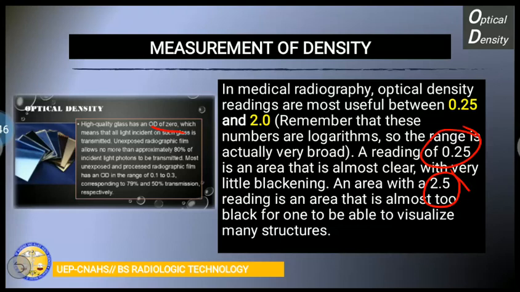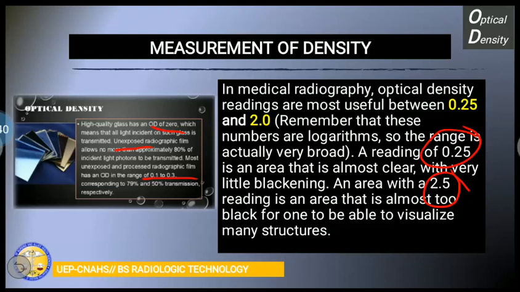An unexposed radiograph allows no more than approximately 80% of light photons to be transmitted. Unexposed means there was no interaction of radiation. It is a fresh film that is processed, and of course what appears is just a blue color. Most unexposed and processed radiograph film has an OD range of 0.1 to 0.3. Say you took a film from the box and developed it, and you want to measure its optical density. Based on the computation of the logarithm to the base 10, it will give you a value of 0.1 to 0.3 optical density, corresponding to 79 and 50% transmission respectively.